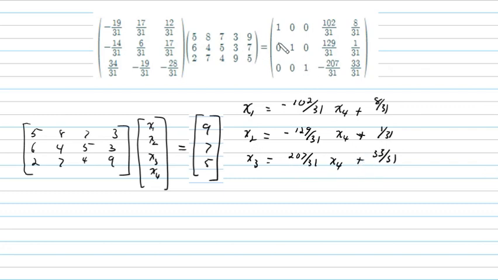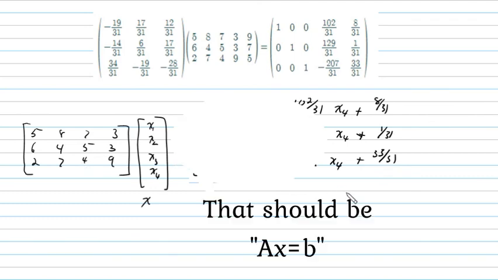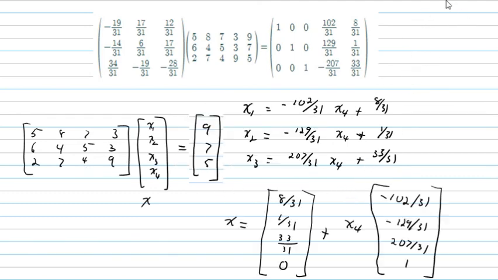So this means that our vector x, because remember we could just call this x, in other words, Ax equals b. This vector x is going to be this, right? And so we have an infinite number of solutions, as you could have seen, because we have a free variable here. x4 is a free variable.